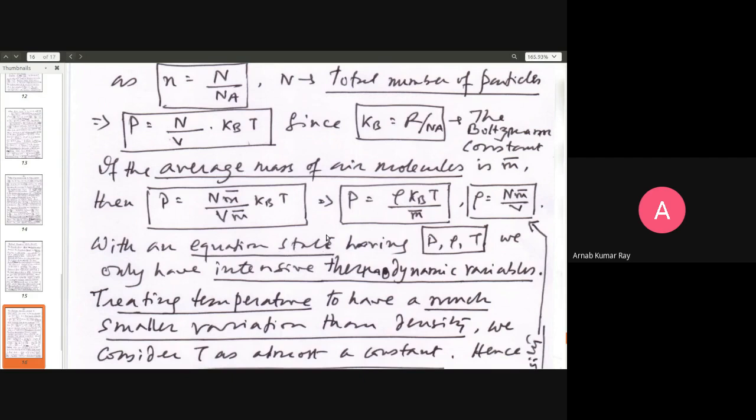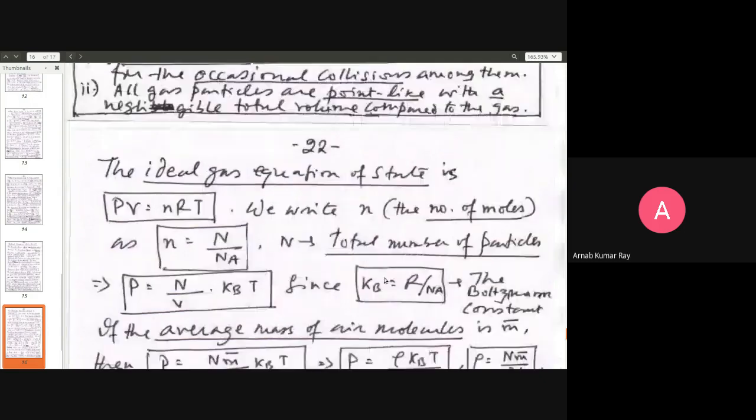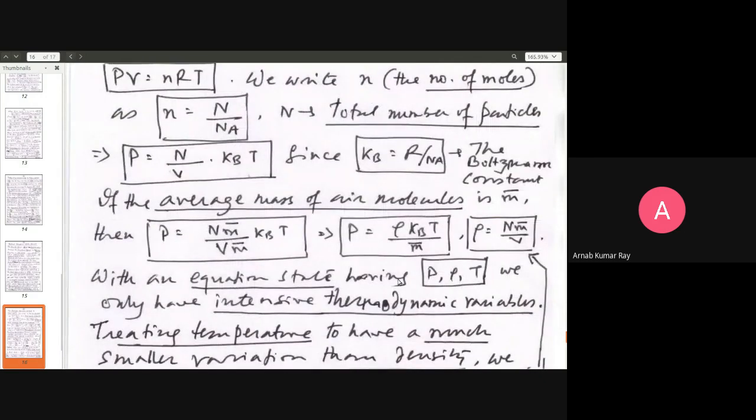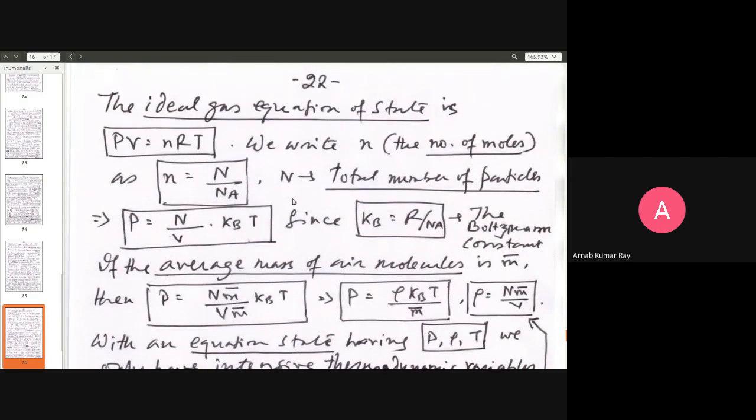Now, this is an important statement I'm making over here about the equation of state. With an equation of state having P, rho, T, we only have intensive thermodynamic variables. I'll just briefly touch upon this word. What do I mean by intensive thermodynamic variables? An intensive thermodynamic variable is one that does not depend on the system size. An extensive thermodynamic variable is one that depends on the system size.